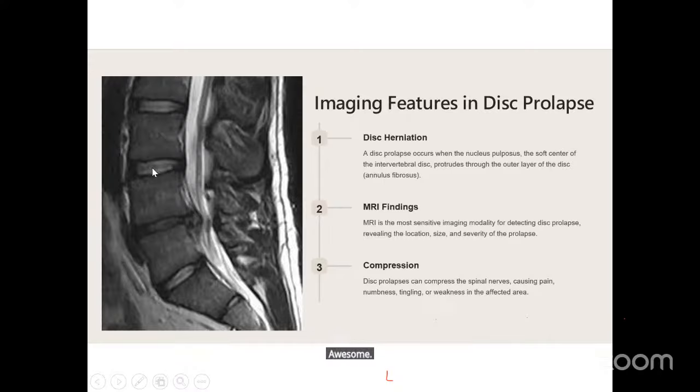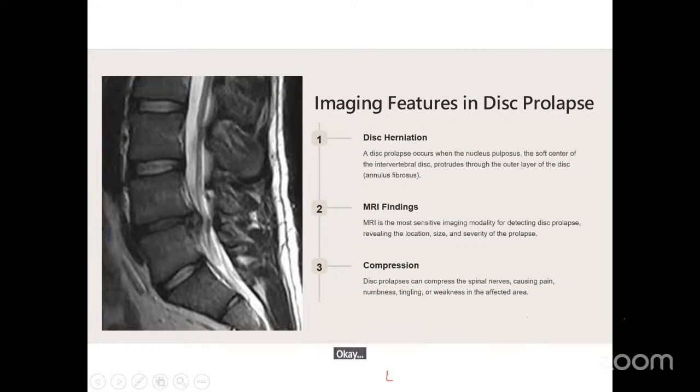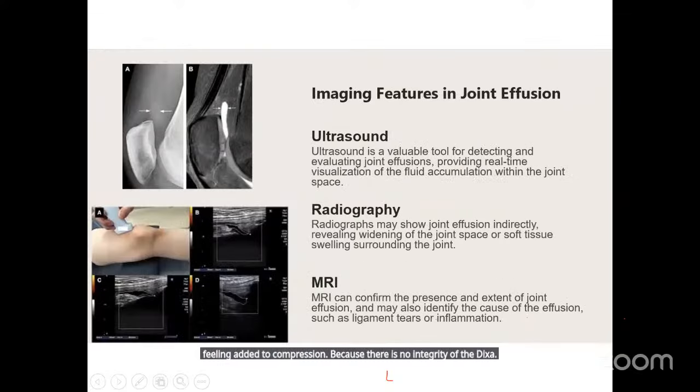We look at signal intensity of the nucleus pulposus, absent here. Are we together? So this supports that its content has collapsed or herniated into the nearby space, and the only available space is the central canal. Of course, this patient, only God knows how he will be feeling, added to compression because there is no integrity of the disc space. Are we together?